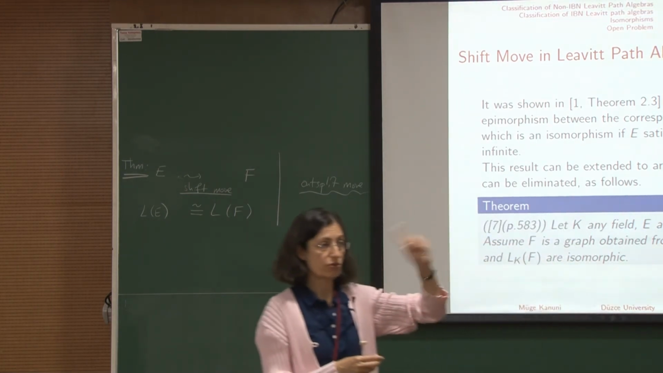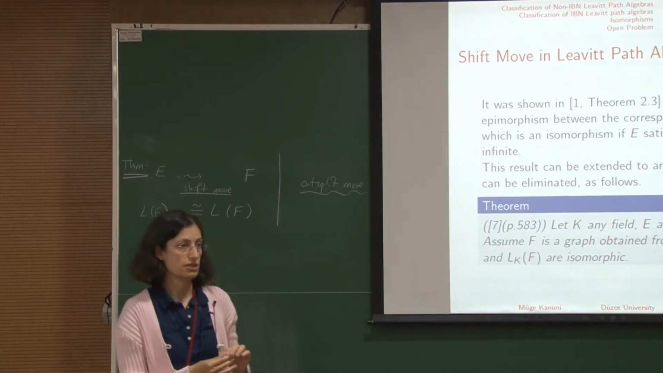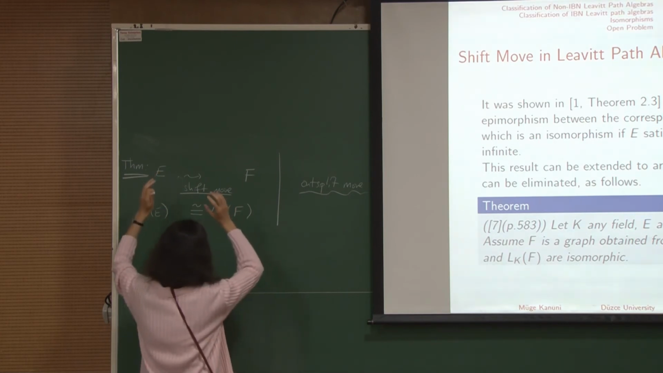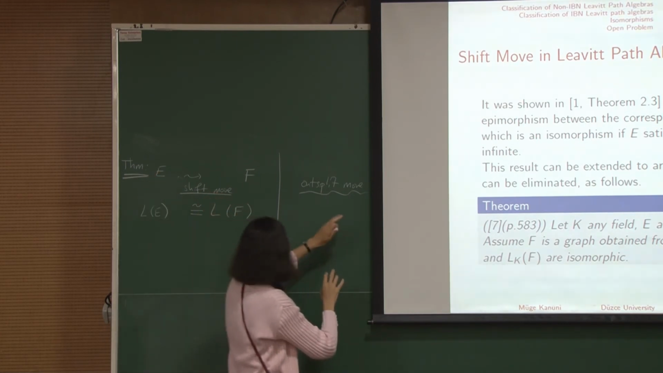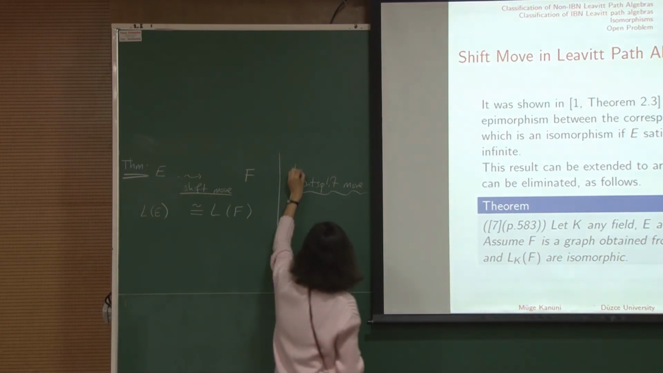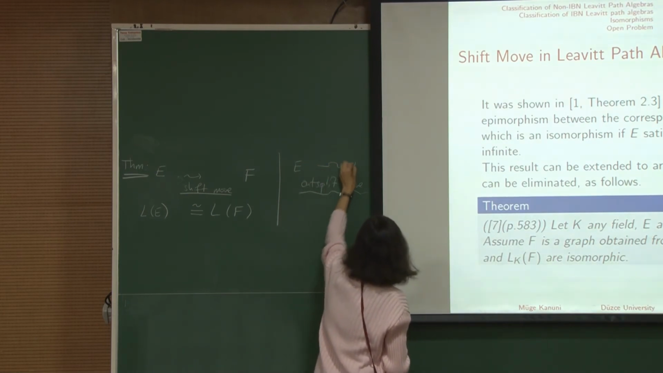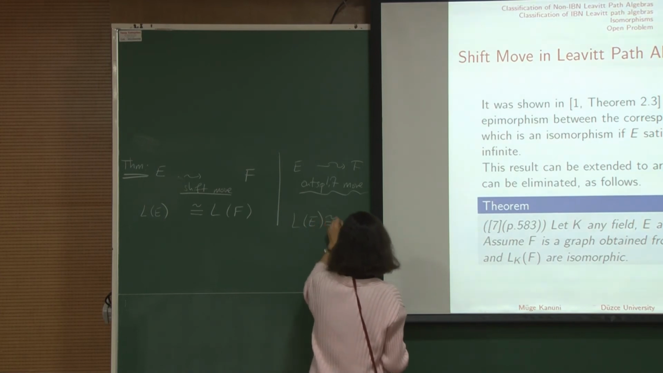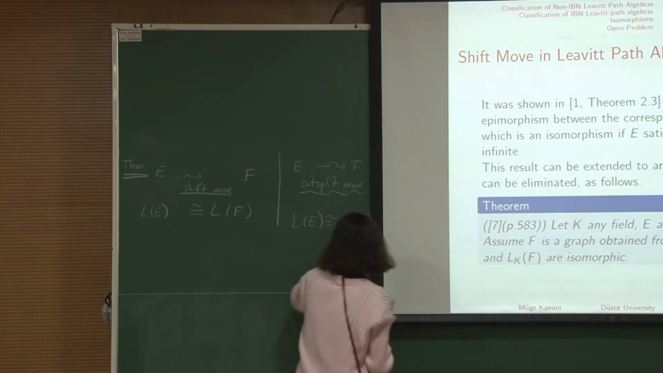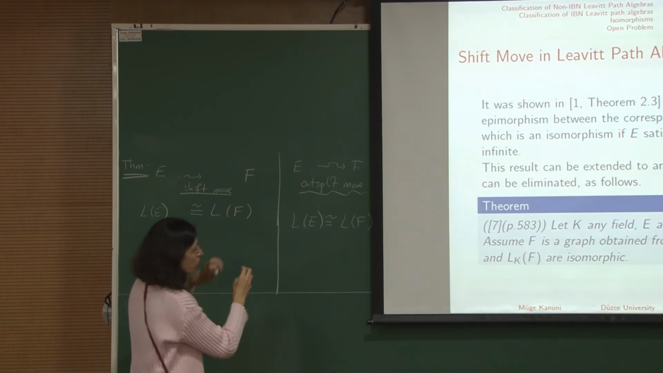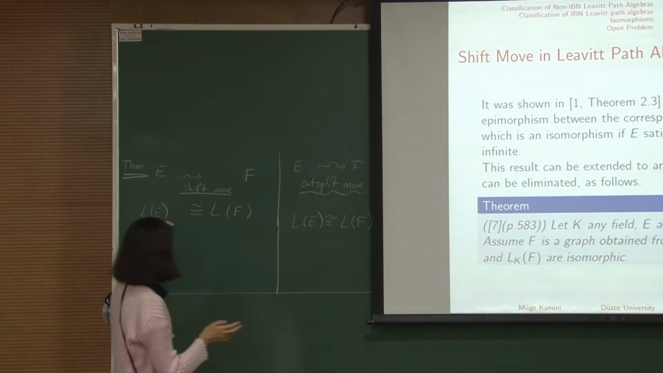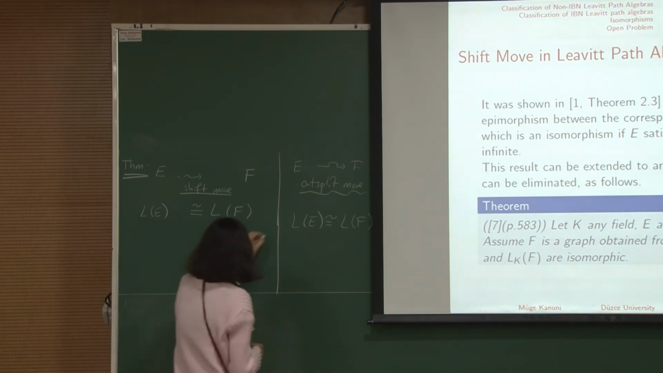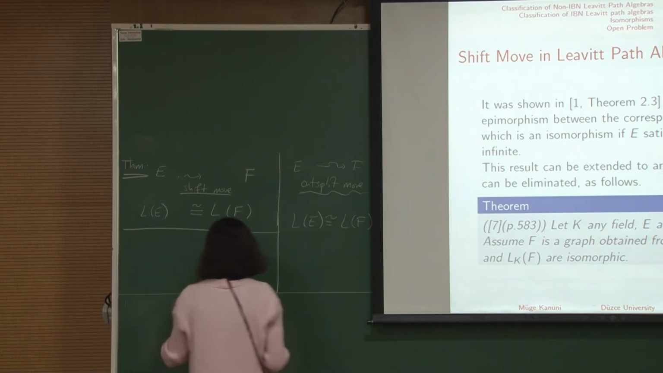I didn't define what the shift move does. I will in a second. But there are two moves that you can do to a graph, and that is still preserving the isomorphism. That's all I have, and that's all, as far as I know, that is known about preserving the isomorphism. If you do one move after another, you're certainly sure that the resulting graphs are isomorphic. Shift move is this.